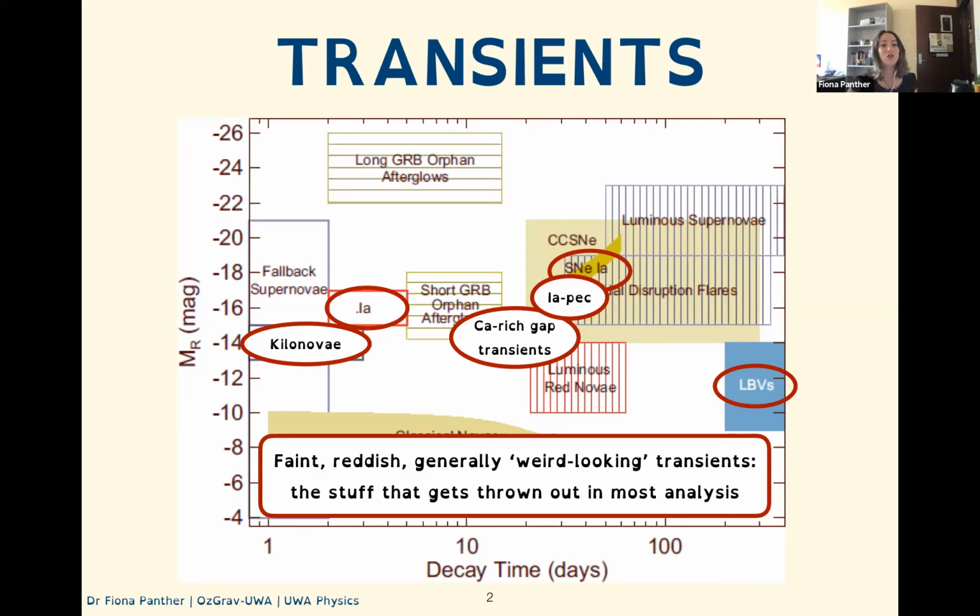So these are things which would usually be thrown out in cosmological analyses. They'd be considered junk, they'd be considered contaminants. But I'm quite interested in them because I think they tell us something really interesting about the gap between what we observe and the nucleosynthesis processes that take place.